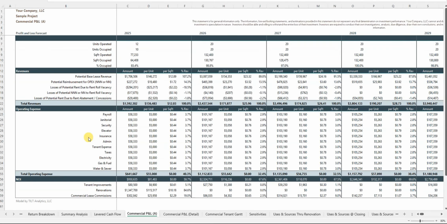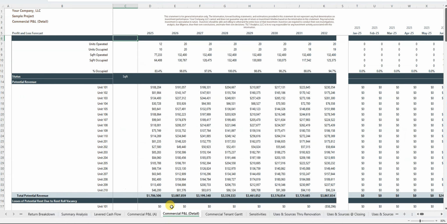We have a couple different versions of the commercial P&L. One of them with summary information up top for base revenue, losses due to rent roll vacancy. The model also factors in, for example, losses on double net or triple net reimbursements due to rent roll vacancy, further losses due to rent abatements or concessions, and then breaks out the operating expenses in each year with some per unit, per square foot, and percent revenue metrics.